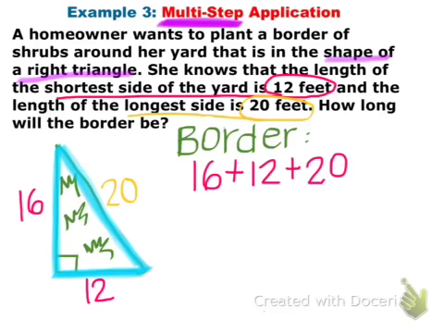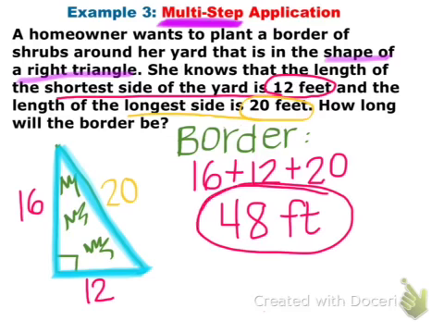So 16 plus 12 plus 20. When we add those all up, we get a total of, let's see, 28 and then plus 20. So 48 feet is going to be our final answer, because that's the distance around this homeowner's backyard.